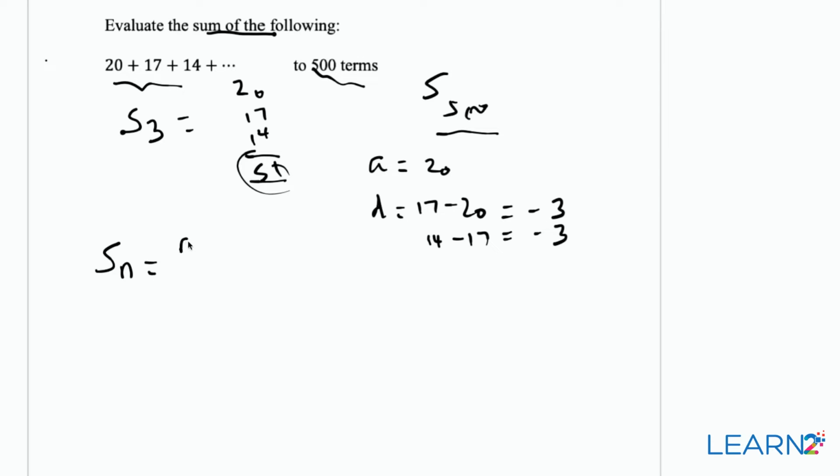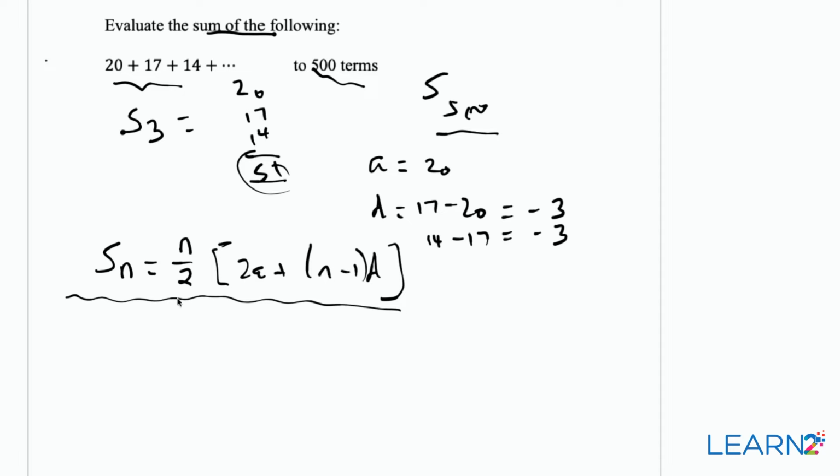One way of doing it is to say n over 2, and then it's bracket 2a plus bracket n minus 1 times d. So the formula for the sum to n terms of an arithmetic sequence is S_n equals n over 2 multiplied by 2a plus n minus 1 d. Now there's actually another formula which I'm going to show you.